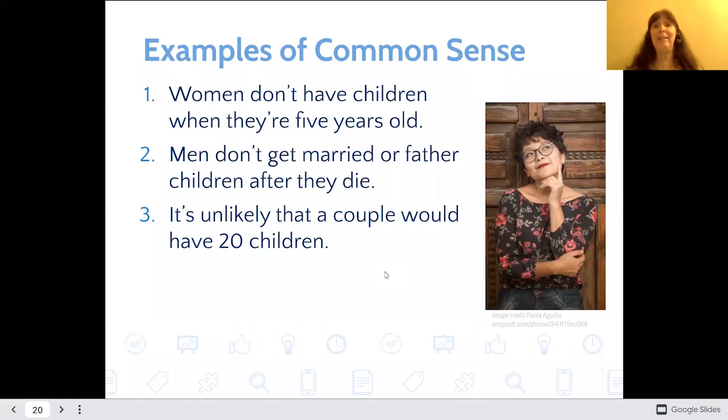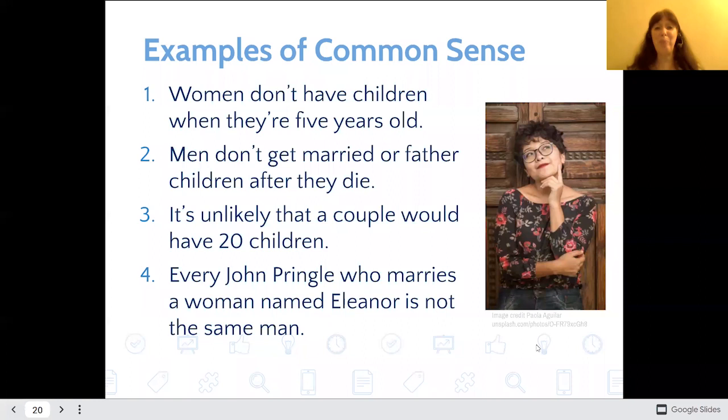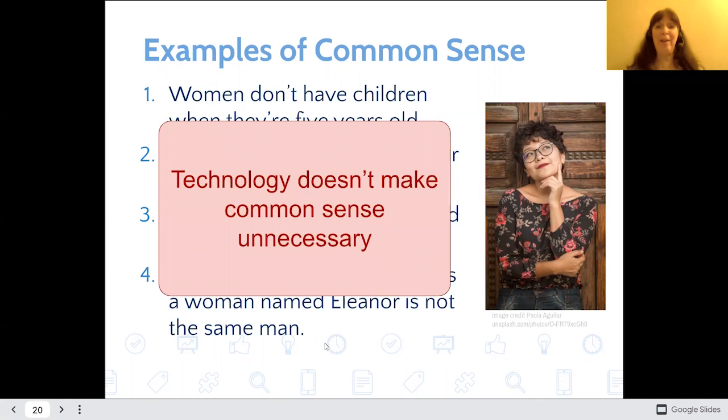And then another one, as an example, every John Pringle who marries a woman named Eleanor isn't the same man. I probably spent, I don't know, weeks cleaning up multiple bad merges because somebody made the assumption that every John Pringle who married an Eleanor was the same person. And there are literally, as you know, every country has their names that they use very frequently. John Pringle lived in Northumberland, and there were a boatload of John Pringles. And they also in that area seem to love the name Eleanor. So they used it repeatedly. So we can't just assume because the names are the same that the people are the same. So common sense. And I wanted to point out, technology doesn't make common sense unnecessary.